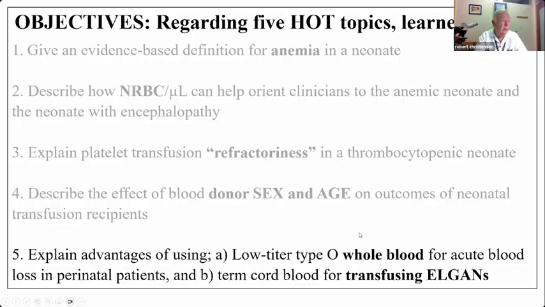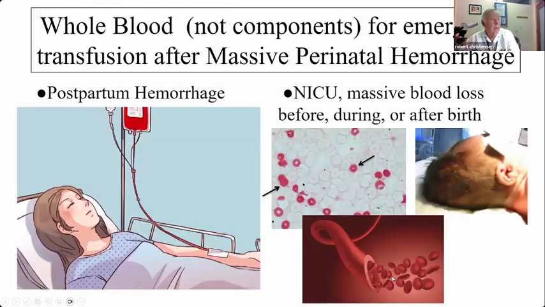So now we'll go to the last issue, and that is explaining the advantages of a low titer type O whole blood for acute perinatal blood loss, and using term cord blood as a transfusion product for extremely low gestational age babies. For pulmonary hemorrhage and NICU hemorrhage, what we have always done is to use component transfusions. If it's a severe massive hemorrhage, we will give packed cells, platelets, and plasma, sometimes cryoprecipitate too, if the fibrinogen is low, in sequence.